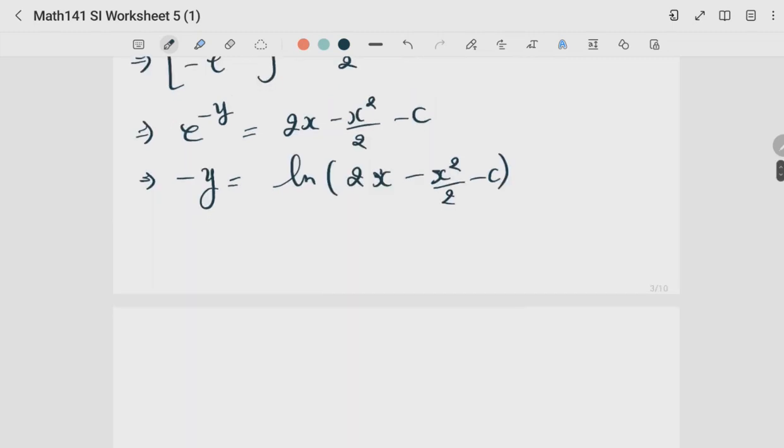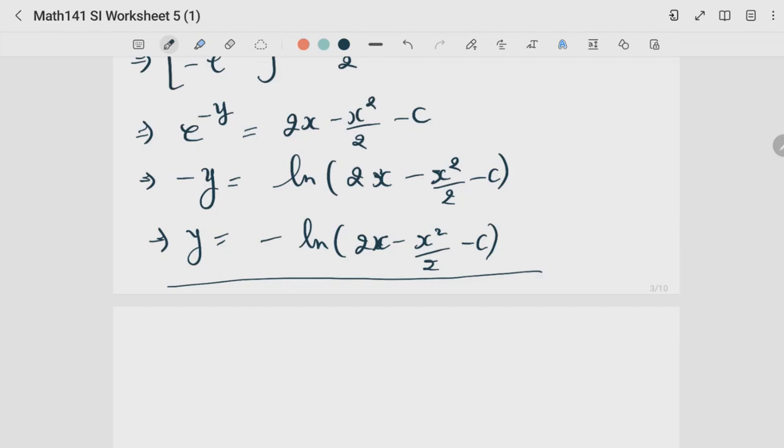And that just means that y is equal to negative ln of 2x minus x squared over 2 minus c. And there you have it. So that's that. And that is the end of this problem, right? So that's the final solution.